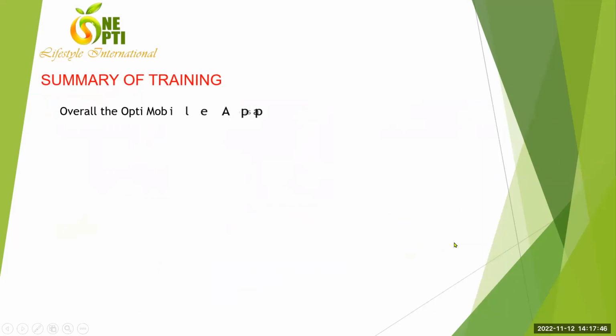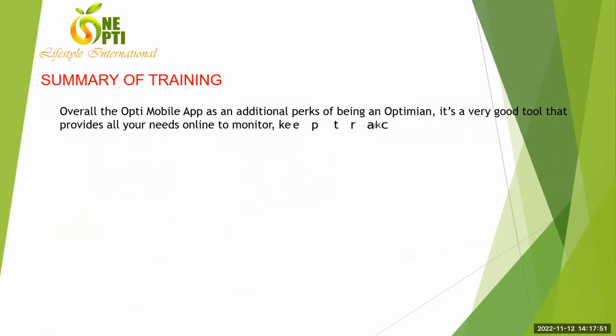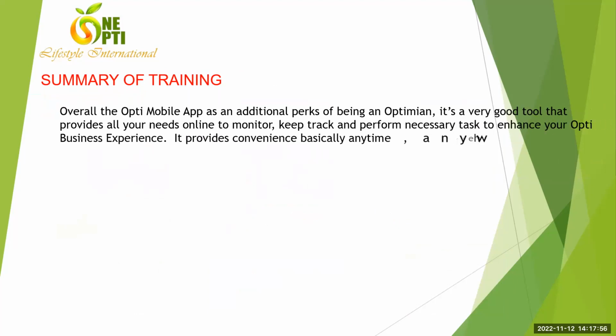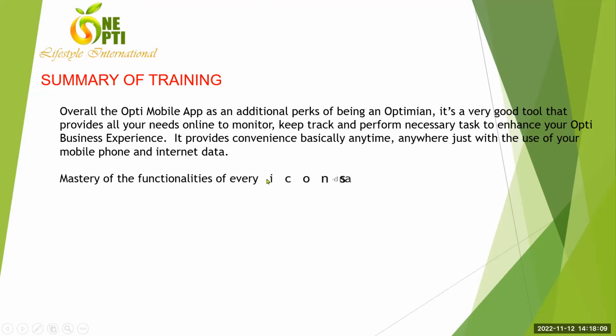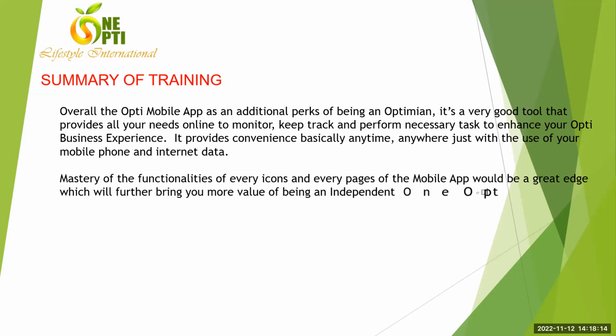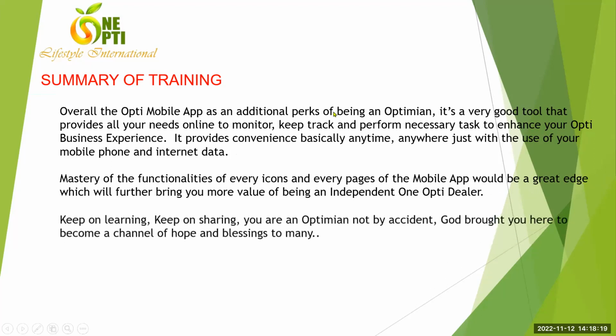Now for the summary of training overall, the Opti mobile app is an additional perk of being an Optimian. It is a very good tool that provides all your needs online to monitor, keep track, and perform necessary tasks to enhance your Opti business experience. It provides convenience anytime, anywhere, with just your mobile phone and internet data. And of course, mastery of the functionalities of every icon and every page of the mobile app would be a great edge, which will bring you more value as an independent Opti or One Opti dealer. So keep on learning, keep on sharing.